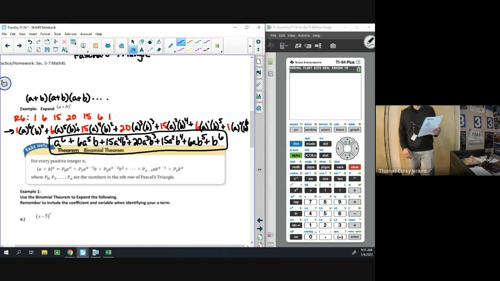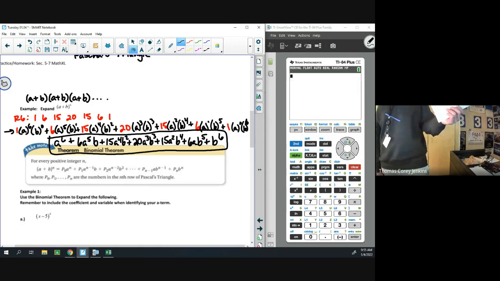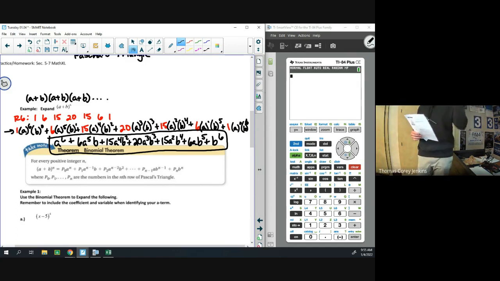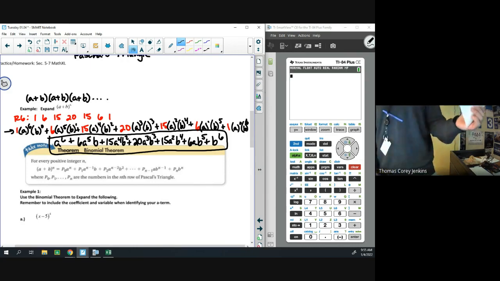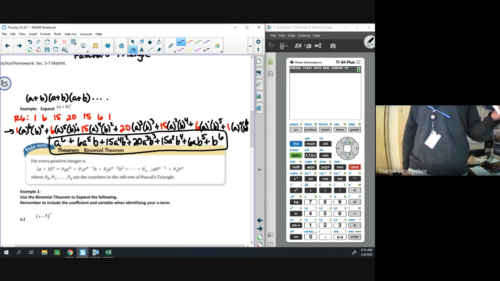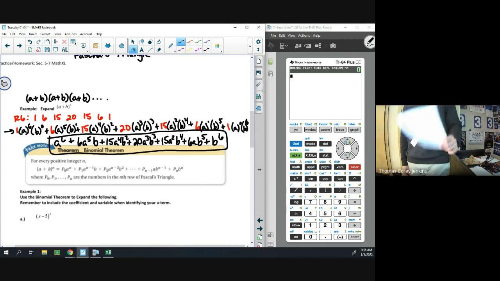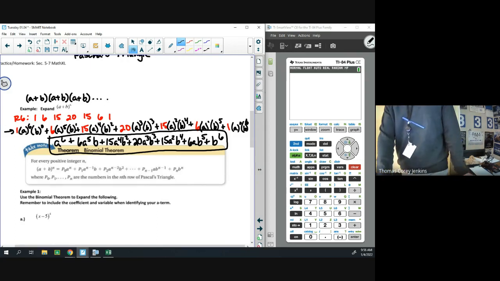So I'll read that out one last time. Our final answer, when it's simplified, says A to the 6th plus 6A to the 5th B plus 15A to the 4th B squared plus 20A cubed B cubed plus 15A squared B to the 4th plus 6AB to the 5th plus B to the 6th. Okay, so you can see these do get a little time consuming, but we'll show a little bit less work maybe on the next one.